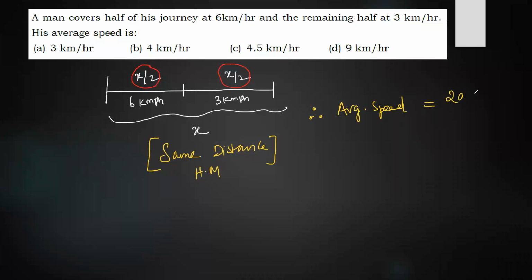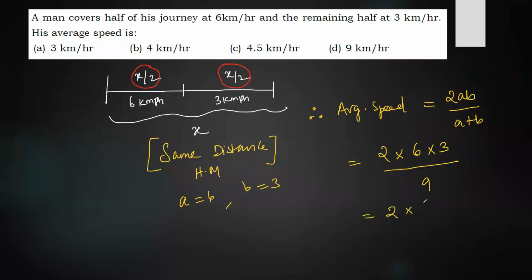Average speed equals 2ab by a plus b. Question is clear? So 2 into a into b, then a plus b. A plus b is 9, right? A and b are speeds. So 6 threes are 18. Strike that, and you will get 4 km per hour. This is the average speed.